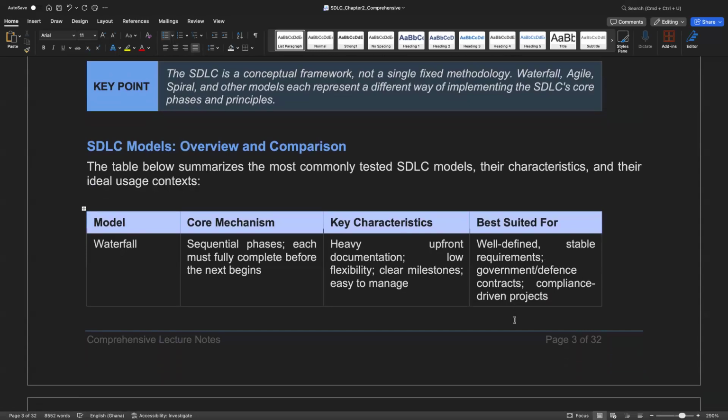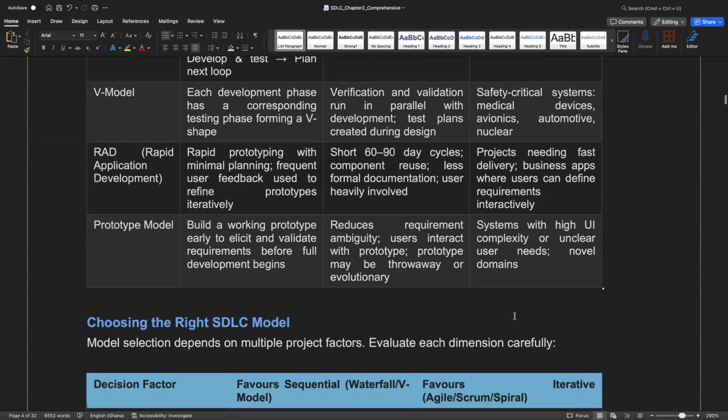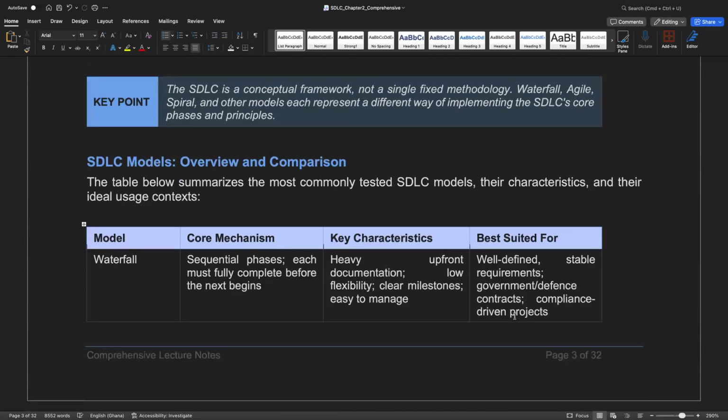Now these are the models. There are many, many more, but we are looking at the ones which are most popular. So we have the waterfall model. I'll not go into details. I'll just explain what it is best suited for, because you'll be looking at them one by one later. So with this one, I'll go to the core mechanism because it's very important.